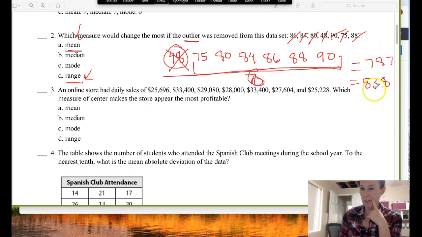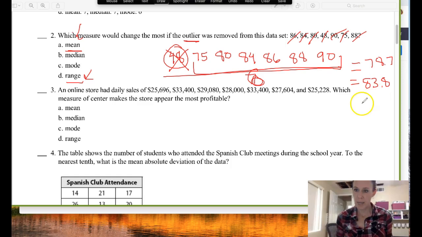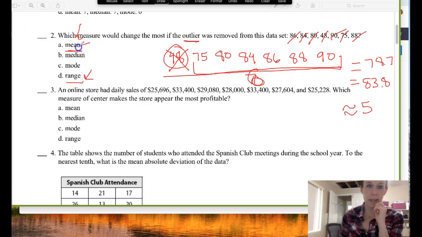Now I can find the difference between these two to see how much it affected my average. If I subtract 78.7 from 83.6, it affected my average by about 5 approximately. Okay, so it did affect the mean by about 5. Let's see how it affects the range.